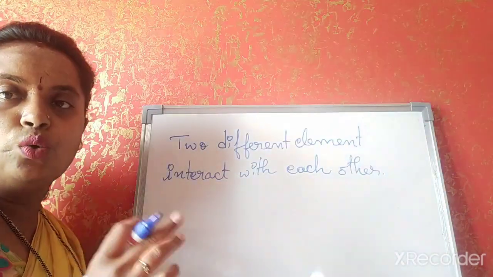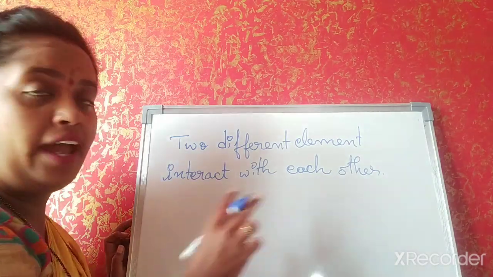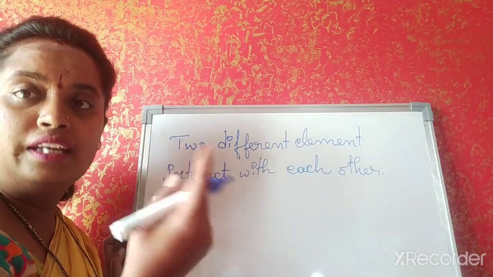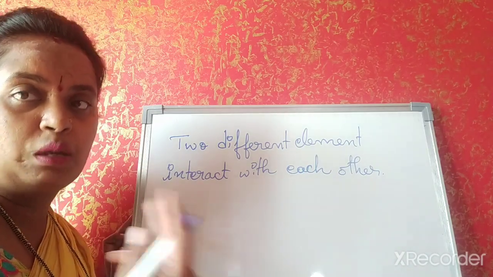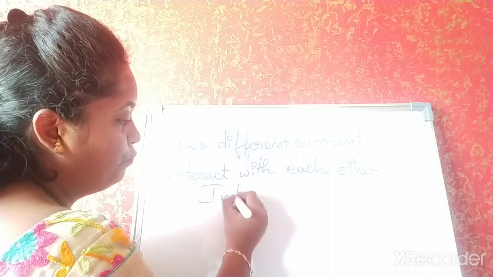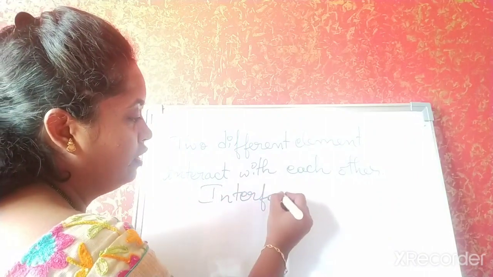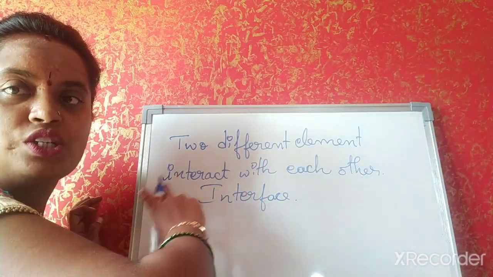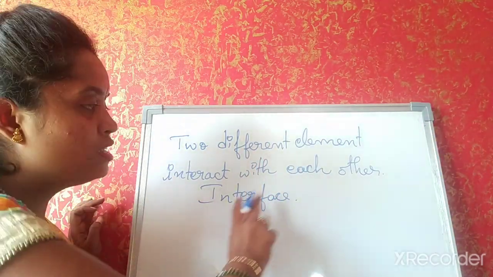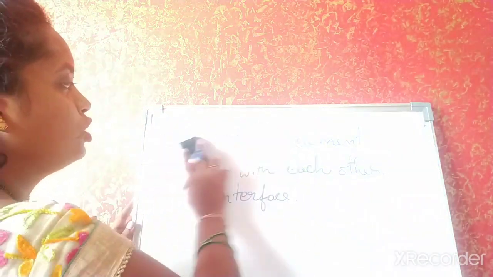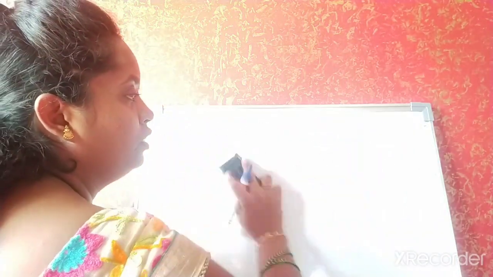Understood, children? Two different elements interacting with each other. Interaction means communicating with each other, which is called an interface. So two different elements which are interacting with each other is called an interface. Now I think you will know what is GUI.